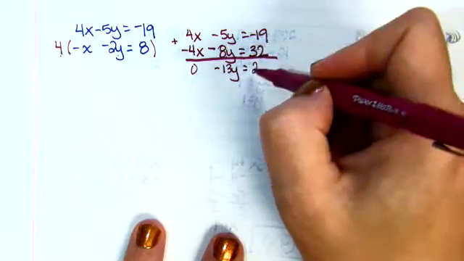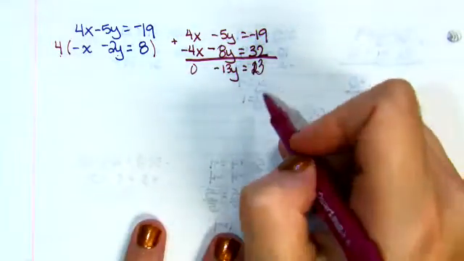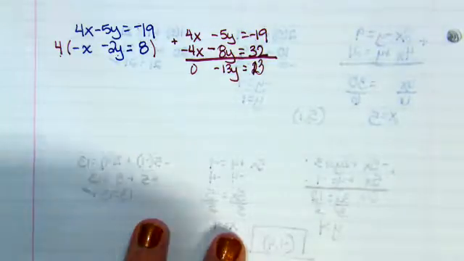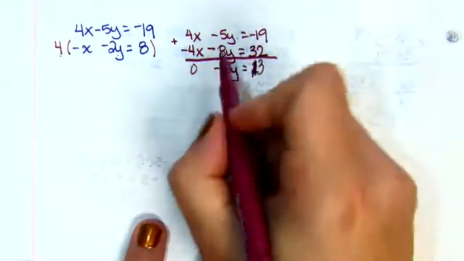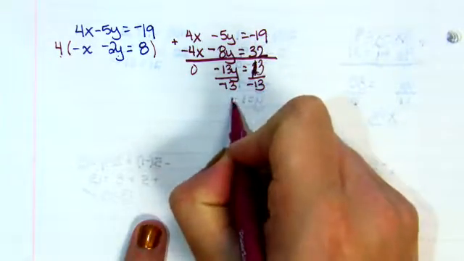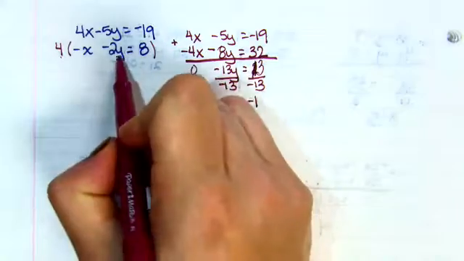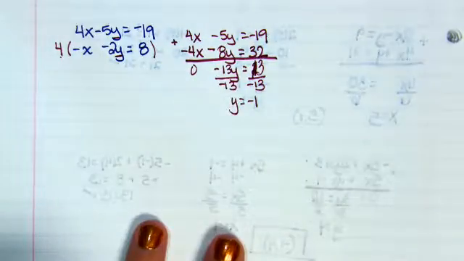Oh, I'm sorry, 13. I forgot how to add for a second. That's going to give me a positive 13. So divide each side by negative 13, and I'll get y equals negative 1. Now that I know what y equals, I can substitute that into either equation.